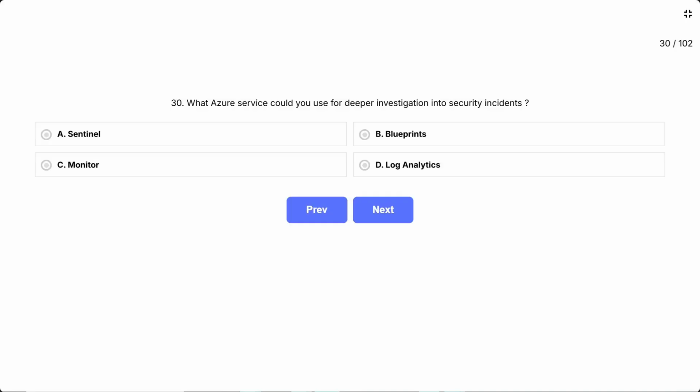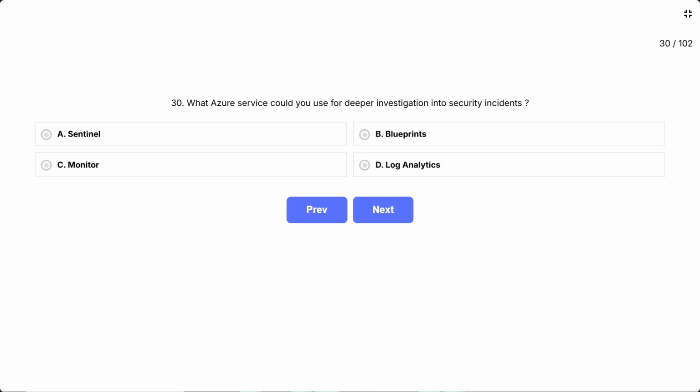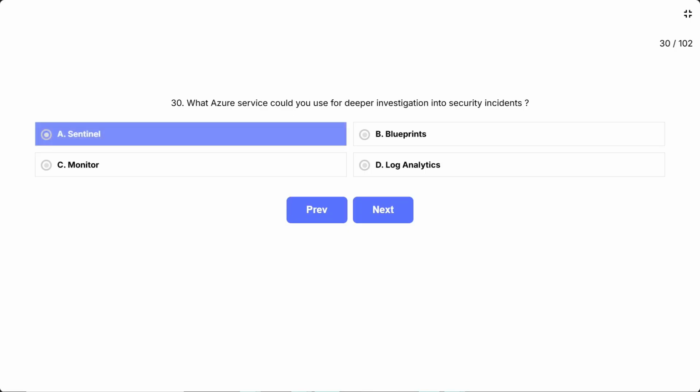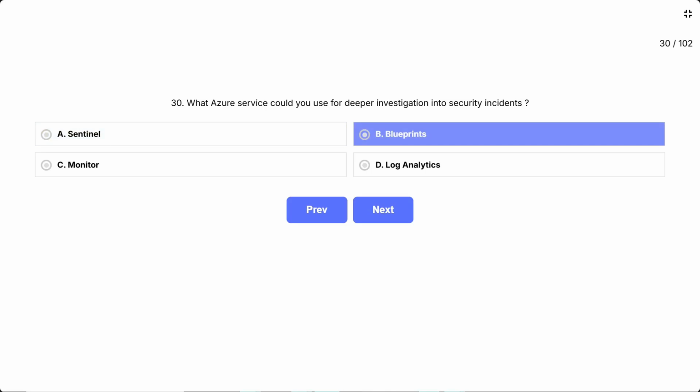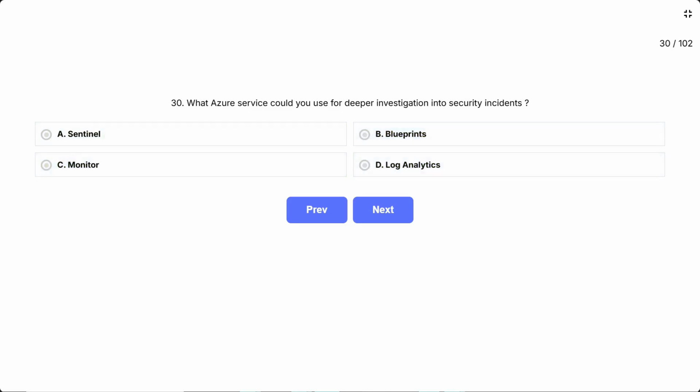Question 30. What Azure service could you use for deeper investigation into security incidents? This question is asking about which Azure service is specifically designed for deep security incident investigation. Think about which service acts like a detective's toolkit, gathering evidence, connecting the dots, and helping you understand the full scope of a security threat. The options are A, Sentinel, B, Blueprints, C, Monitor, D, Log Analytics.